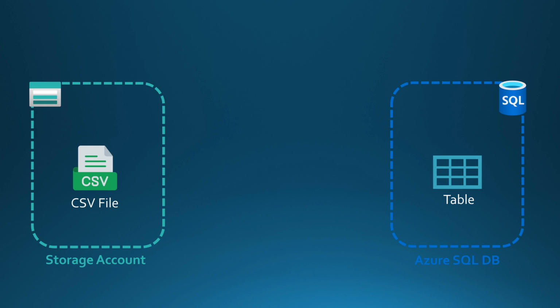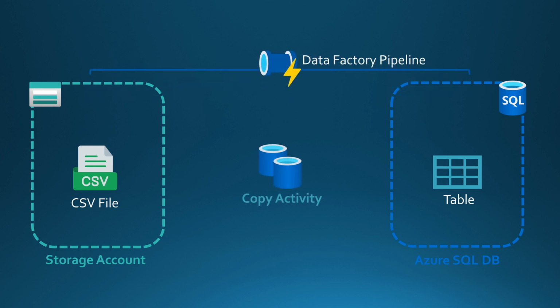Of course, we can use a Data Factory pipeline to do this copy and add a copy activity to that pipeline. This setup will get this job done very easily. But what if we have 20 CSV files with varying columns and then we have 20 SQL tables corresponding to those CSV files?